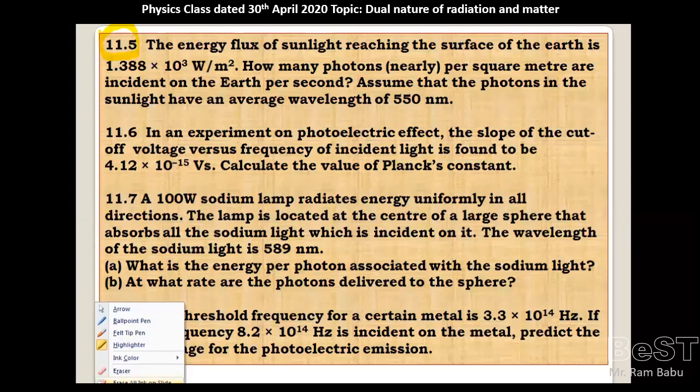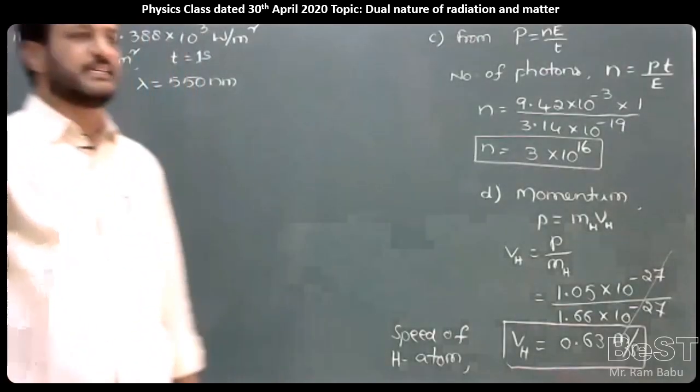Assume that the photons in the sunlight have an average wavelength of 550 nanometer. Average wavelength of 550 nanometer. That is the question. So we need to calculate the number of photons.